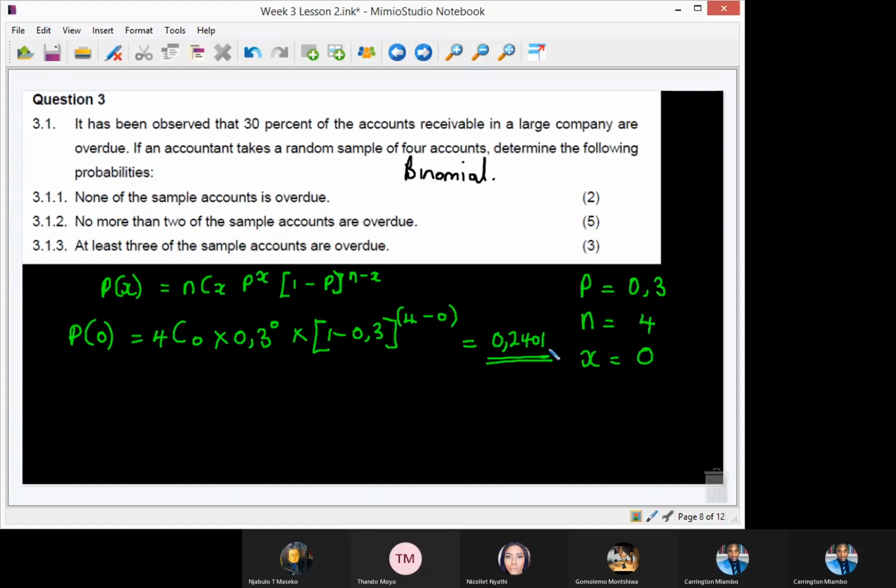Any questions on that? Okay. Then let's go to 3.12. No more than 2. I will just write this probability that we don't have 0 is 0.2401 in case we want to use it later on. Right. So let's go to 3.12.